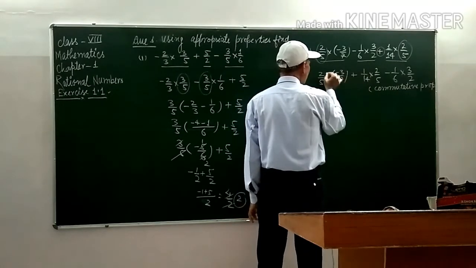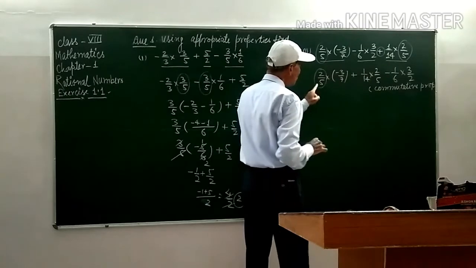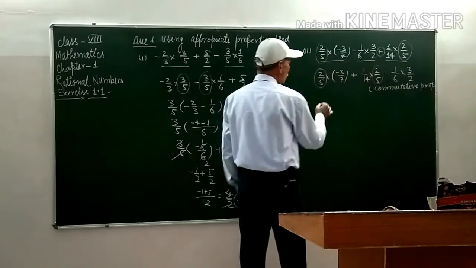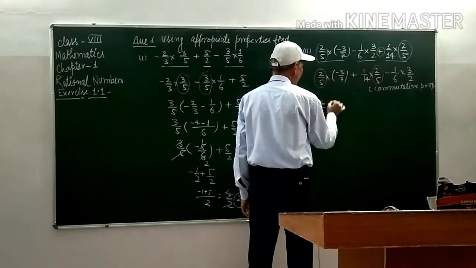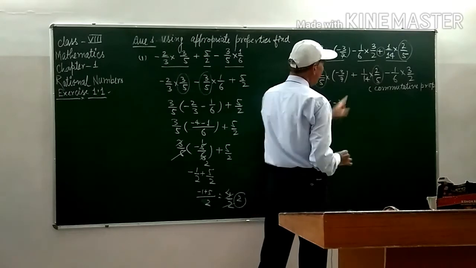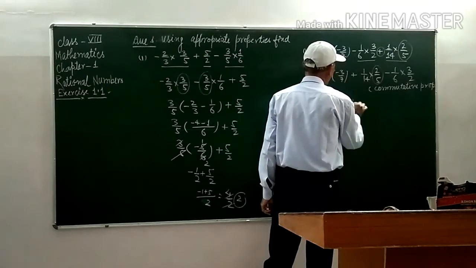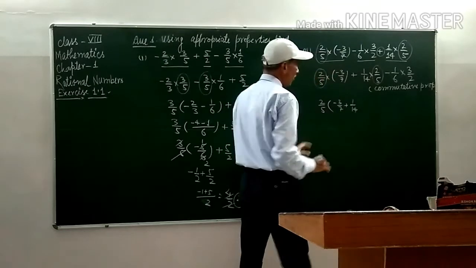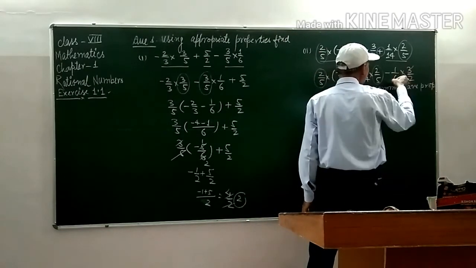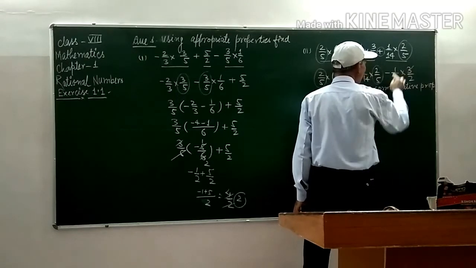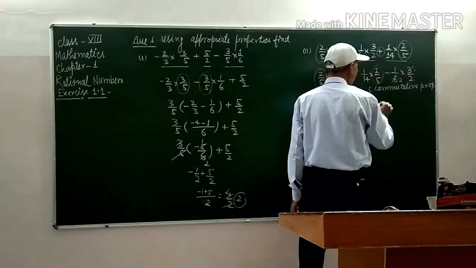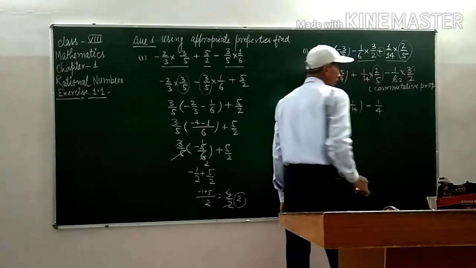Again, in the first number there is 2 by 5 and in the second number there is 2 by 5. So take 2 by 5 common and write this number minus 3 by 7 and this one plus 1 by 14. Okay student, close the bracket, and this number, 3 twos are 6, and 1 by 2. Now 1 by 2 into 1 by 2, that is 1 by 4.